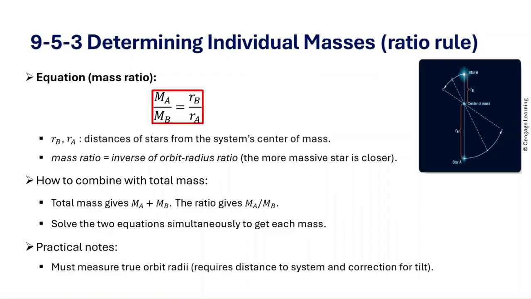Now remember, the distances RA and RB must be true physical radii in astronomical units, not just apparent angular separations. So convert angular orbit size to physical size using the system's distance. And if the orbit plane may be tilted relative to our line of sight, you might correct for inclination or tilt to get true radii.